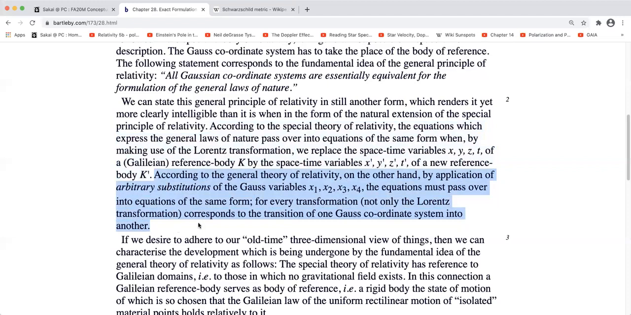According to the general theory of relativity, on the other hand, by application of arbitrary substitutions of the Gauss variables, the equations must pass over into equations of the same form. Okay, very good.